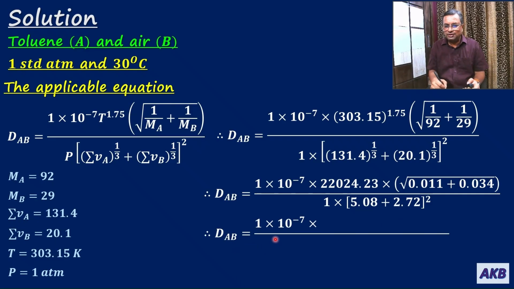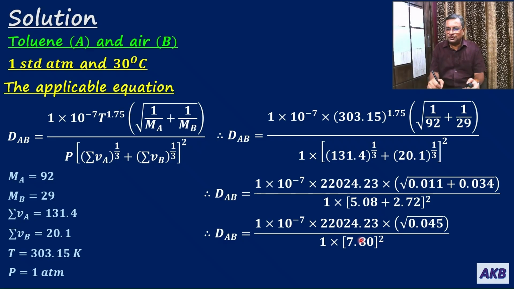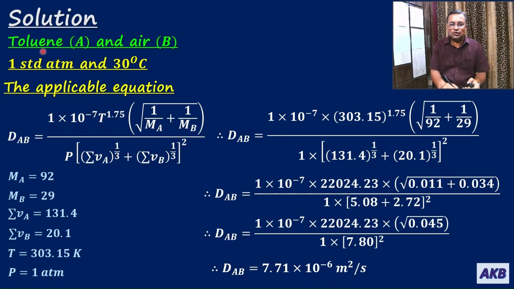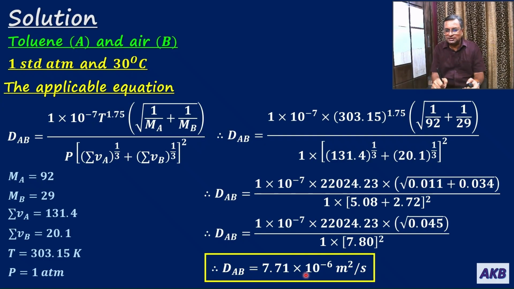So therefore DAB will be equal to 1 into 10 to the power minus 7 into 22024.23 into under root of 0.045, since sum of this is 0.045, divided by 1 into sum of these 2, which is 7.80, and square of that. So DAB comes out to be 7.71 into 10 to the power minus 6 meters square per second. So therefore for the mixture of toluene and air at 1 standard atmosphere and 30 degrees Celsius, the diffusion coefficient is 7.71 into 10 to the power minus 6 meters square per second.